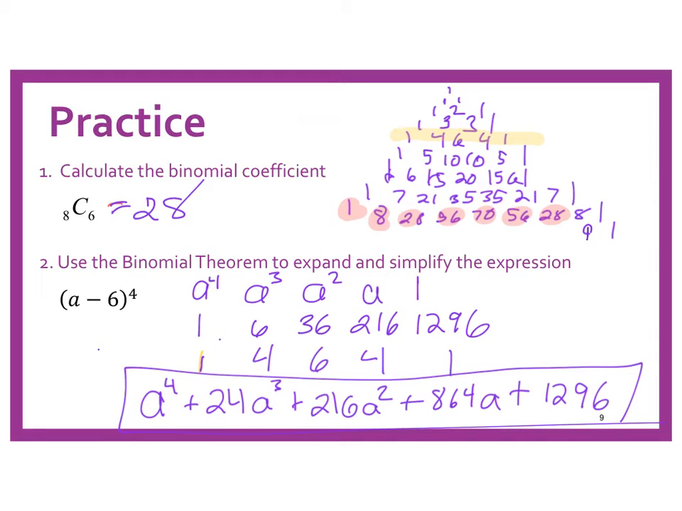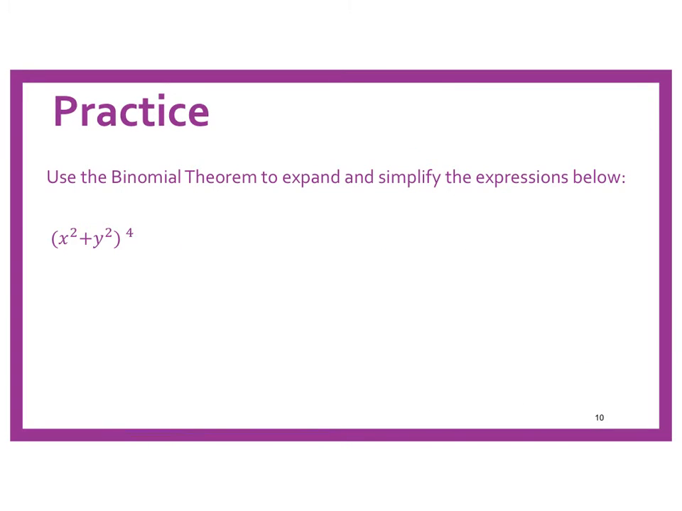A 1, a 9, and then 28 and 8 is 36. So now it says to use the binomial theorem to expand and simplify this expression. It's a little trickier because I have x squareds, so my exponents are not just going to be 4, 3, 2, 1, 0. My exponents are going to be 2 to the 4, which is 8, 2 to the 3, which is 6. Okay?